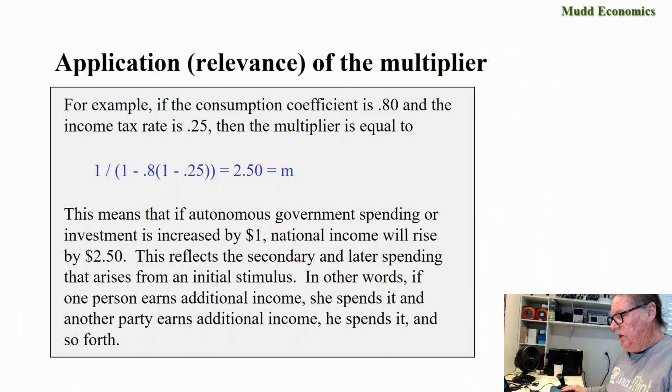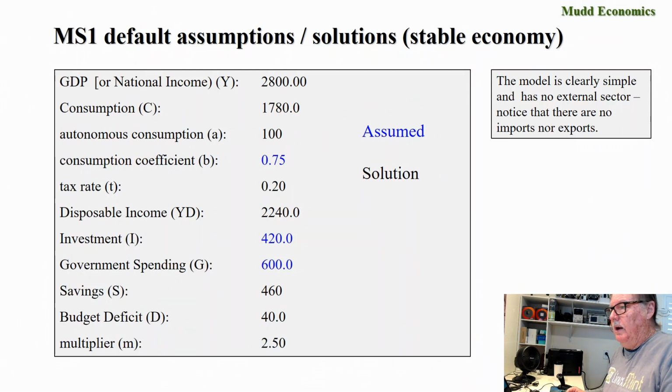Now, let's take a look at the default assumptions. Again, as we're pointing out, there are no imports or exports. These default assumptions are set up by me, so they lead to clean results and are easy to follow. There's no connection between these assumptions and any actual economy, except that the coefficients are more or less in the ballpark. So this may be in millions of dollars or billions of dollars, but we'll just say $2,800 is our stable state. It's going to turn out that the level of consumption in the solution to this is $1,780. Again, perhaps times a million, perhaps times a billion.